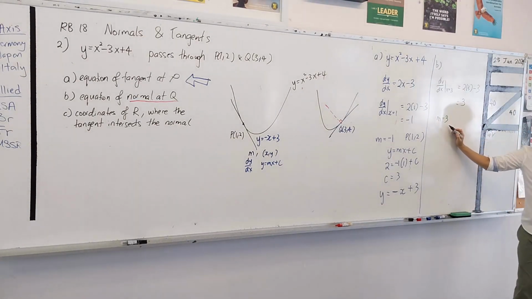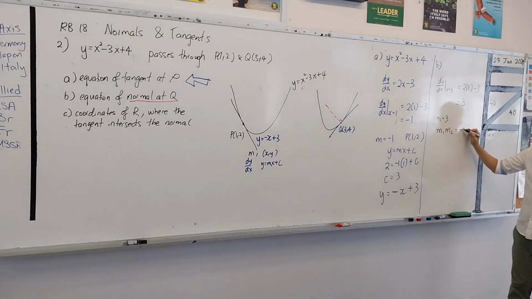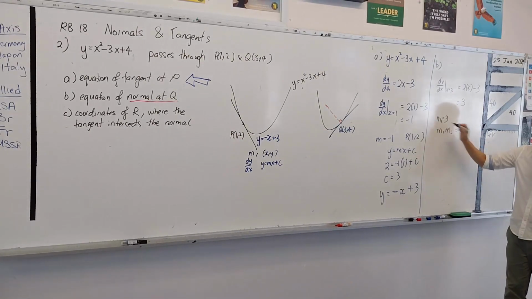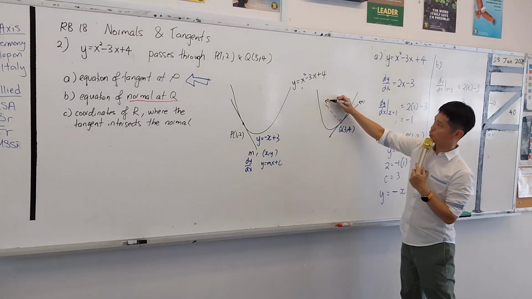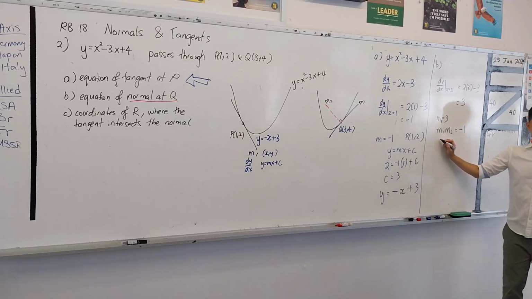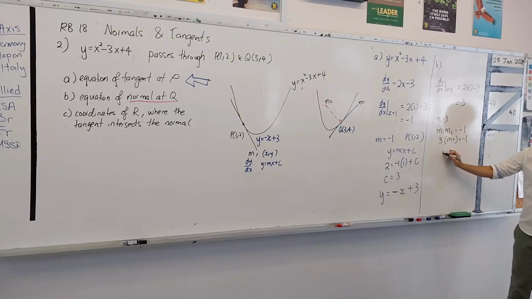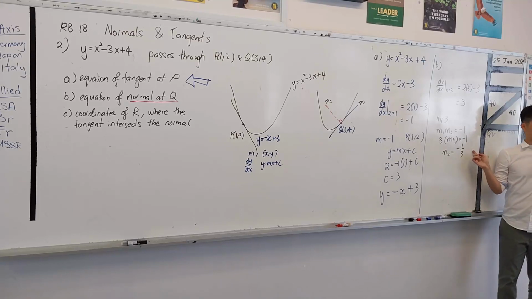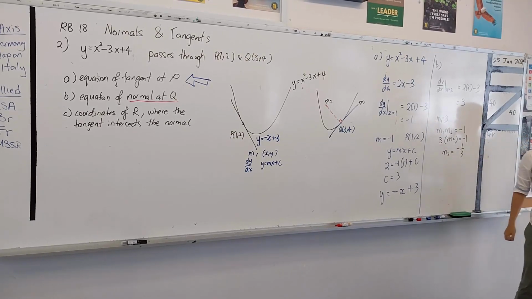Can I find the equation of the normal now? How do I do that? I use M1 times M2 equals -1. Let's call this M1, and this will be M2. So M1 is 3, and therefore M2 is -1/3. Nobody does it like that, right? How do you remember how to jump from here to here? Flip the fraction, change the sign.